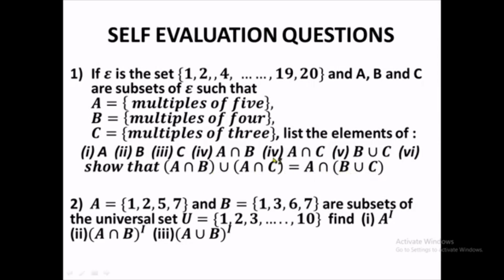Then show that A intersection B union A intersection C is equal to A intersection B union C. The second question says that set A has the elements 1, 2, 5, 7, and set B has the elements 1, 3, 6, 7, and they are subsets of the universal set U. The universal set U has elements from 1 to 10. Find A complement intersection B complement, and the complement of A intersection B.